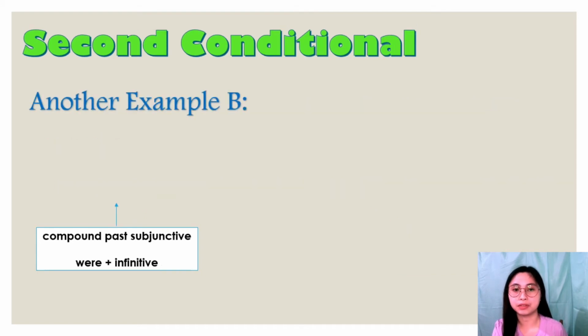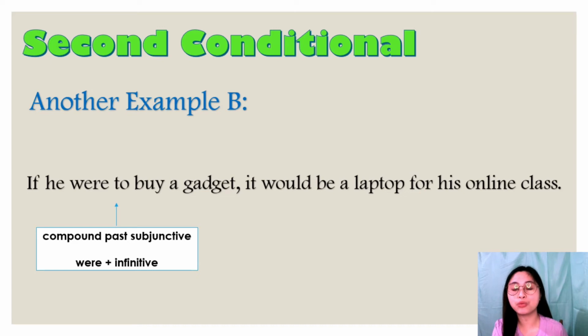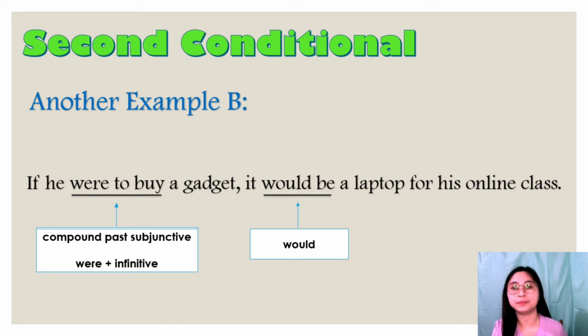Another example, if he were to buy a gadget, it would be a laptop for his online class. The condition, if he were to buy a gadget, uses compound past subjunctive, were plus infinitive, to buy. And the consequence, it would be a laptop for his online class, uses would.